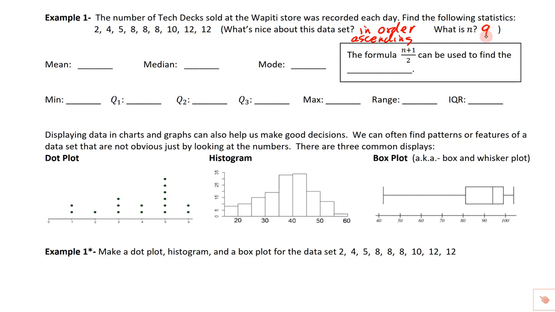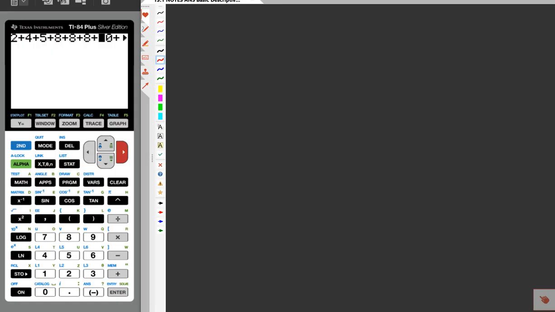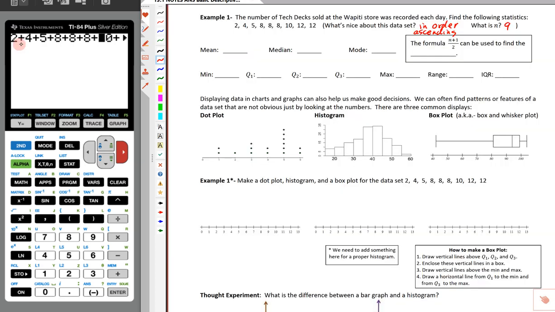Now, N can be useful for a couple of things. We need to know it definitely for the mean, and we've got to know it for the median. So let's find the mean first. That's the arithmetic average. So what I've done here is I have plugged in those numbers. So I've got the 2, the 4, the 5, the 8, and so forth. And I'm just going to go to the end of the screen. So we've got 12 in there, and I'm going to hit enter.